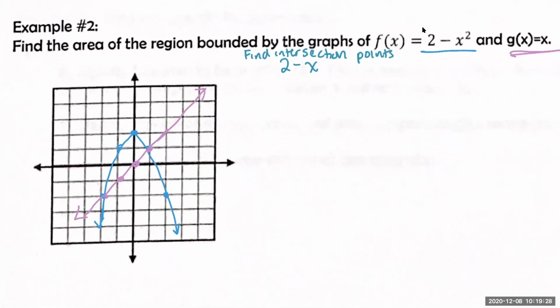That means you're going to set the two functions equal to each other algebraically and do things like factor if you need to. So I'm going to add the x squared and subtract the 2 to the other side. So x squared plus x minus 2 equals 0.